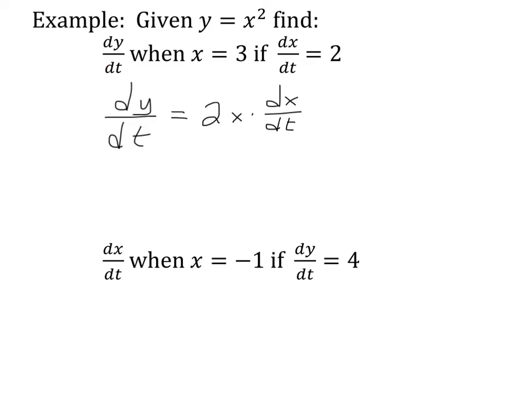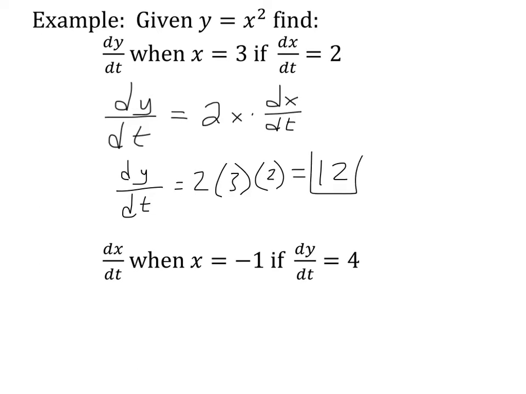So, one more time, anything that's not a t, we will need to do the chain rule and effectively multiply by dy/dt or dx/dt or whatever variable we're working with. And at this point, this should be an easy problem to solve because we just have to evaluate. It turns out that dy/dt will be 2 times x, which is 3, times dx/dt, which is 2. So now my dy/dt is 12.